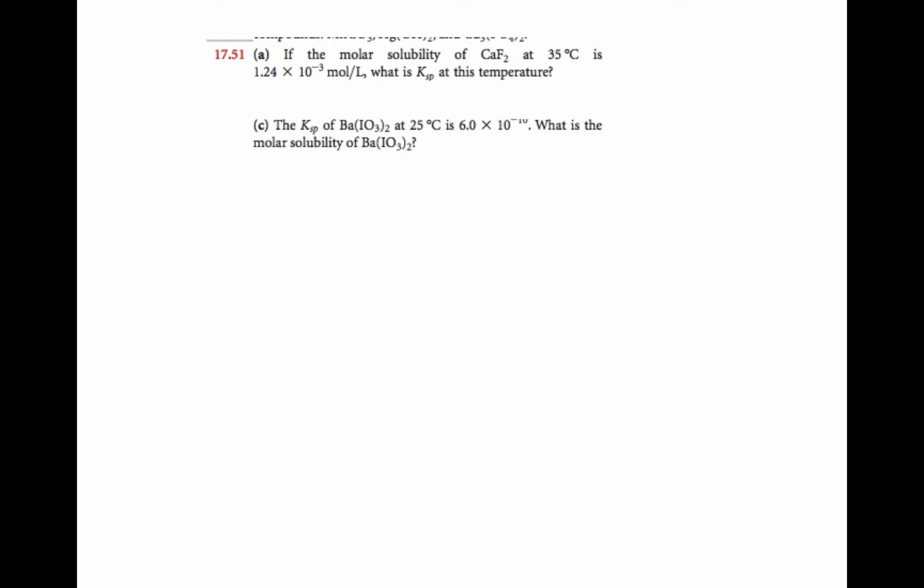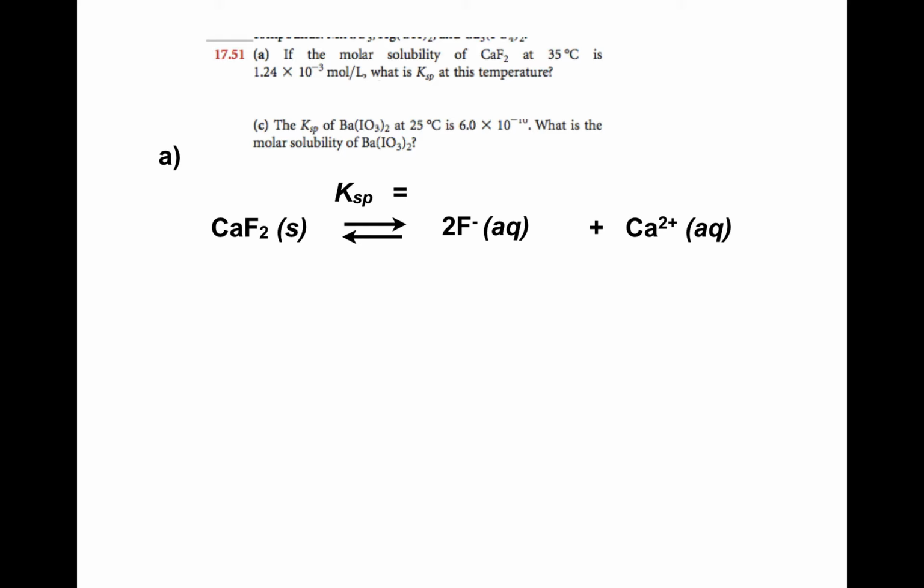If the molar solubility of calcium fluoride at 35 degrees Celsius is 1.24 times 10 to the minus 3 moles per liter, what is KSP at this temperature? All right. Molar solubility is how many moles per liter of the solid goes into solution. So that's going to be reflected in the calcium ion concentration. For every 1 mole of calcium fluoride, you're getting 1 mole of calcium ion. So for every 1.24 times 10 to the minus 3 molar calcium fluoride going in, that's the calcium concentration.